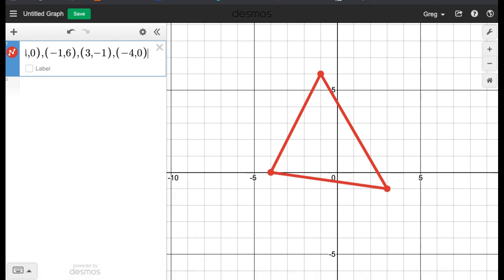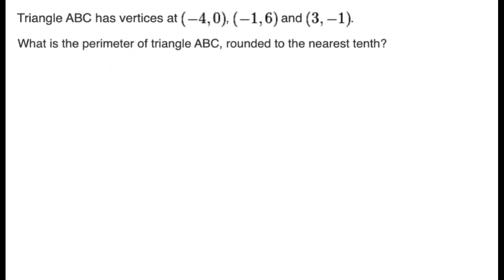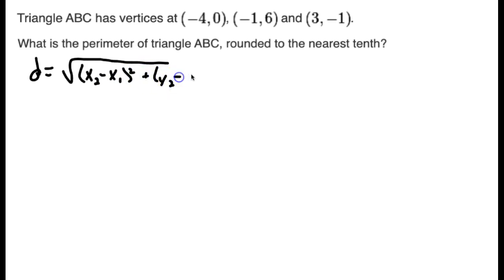So if we go back to our problem, remember the distance formula is given by the square root of x2 minus x1 squared plus y2 minus y1 squared. Now remember, this is all under a square root. It seems like some people have been forgetting the square root part when we've done distance problems in the past.